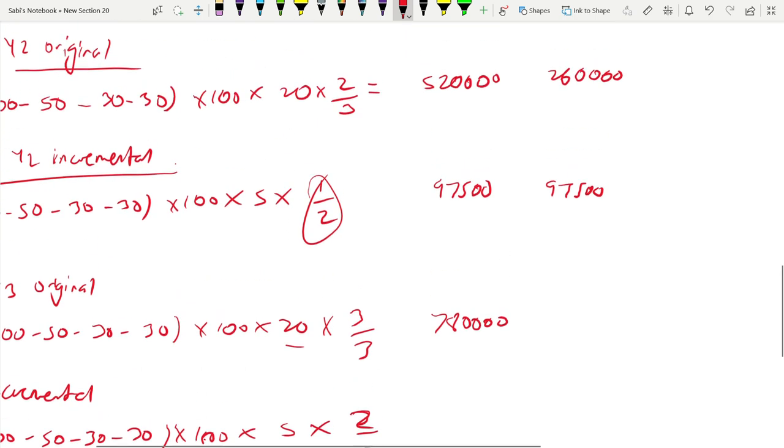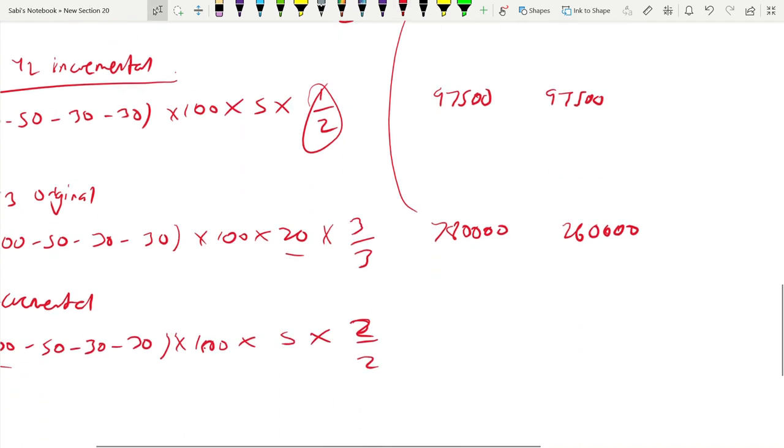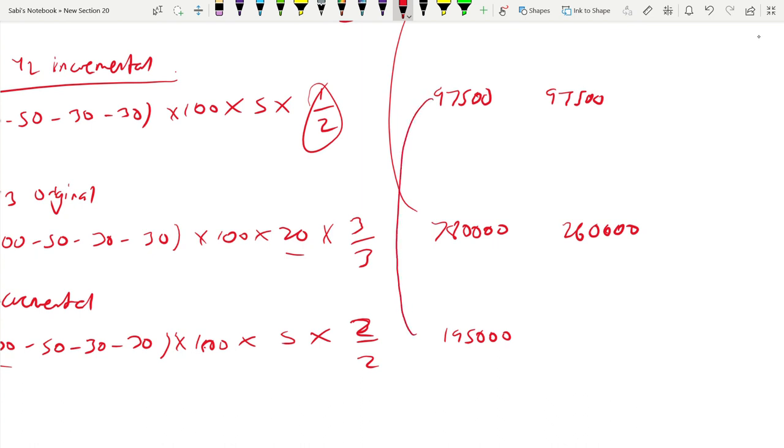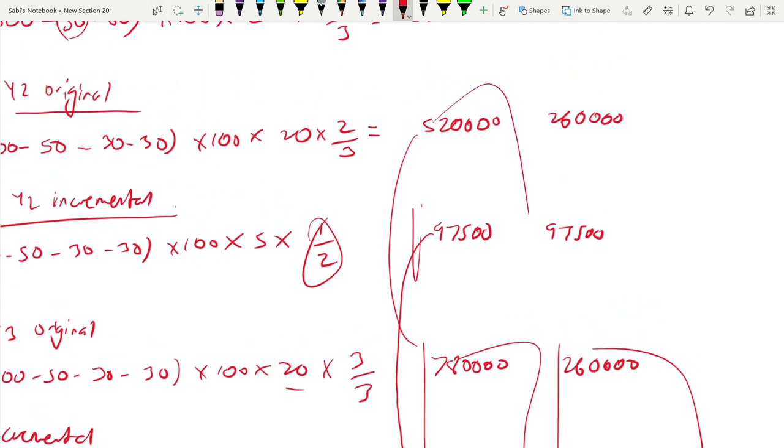When you are taking original, you have to compare original with original. So from 520, how much has it increased to 780? 260. So 260 here in the expense. When you are taking incremental, it's 195,000. So from here to here, how much has it increased? From 97,500 to 195,000. Okay? Understanding? So you have to add this too for year 3, the incremental and the original. Here also you have to add this too.